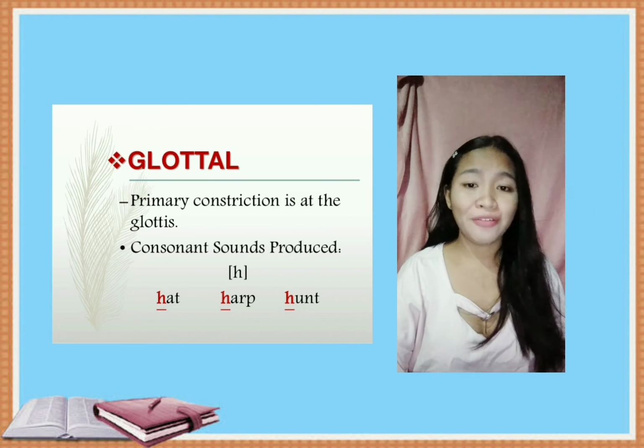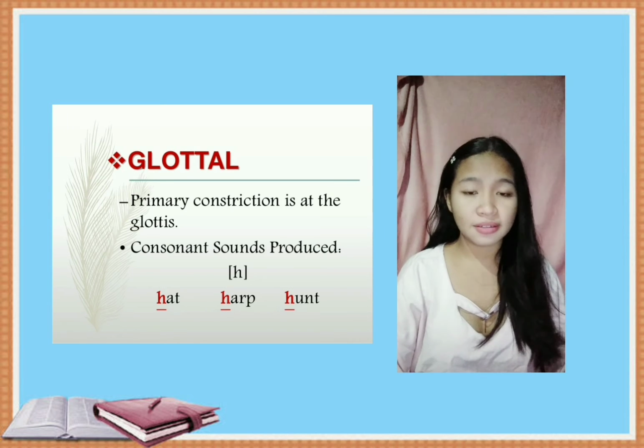Next is glottal. Primary constriction is at the glottis. Consonant sounds are produced h. For example, hat, harp, hunt.